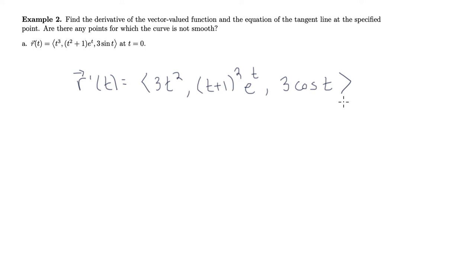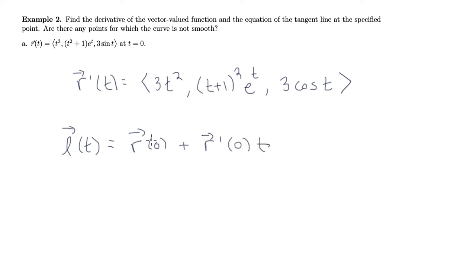Right, so we want the equation of the tangent line. So we're going to use the vector form of the tangent line. So recall that for the equation of a line, we need a point on the line at, in this case, 0, and then we need a vector in the direction of the line. Well, that's just going to be our derivative vector. So the equation of the line at t equals 0 is r of 0 plus r prime of 0 times t.